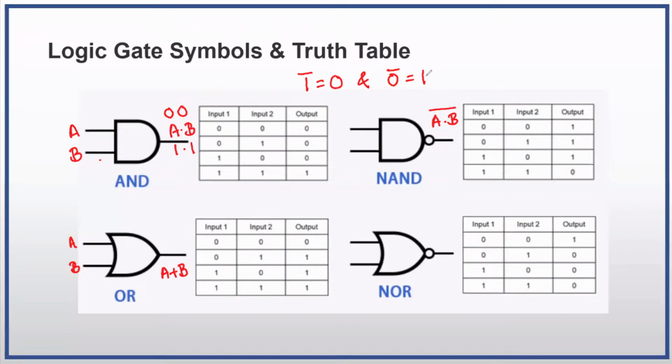So therefore, yes, this is the NAND gate. When both inputs are true, you will get the false output. And otherwise, for all other input combinations, the output is 1.